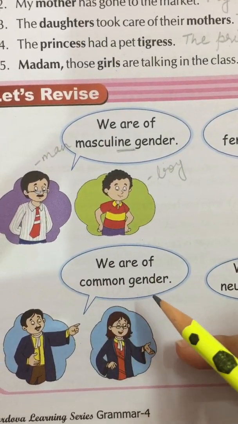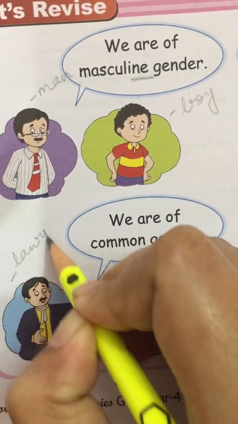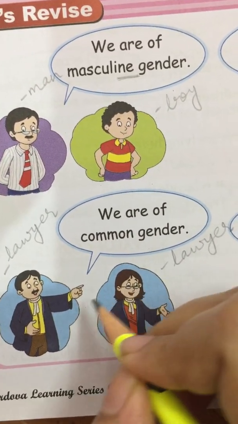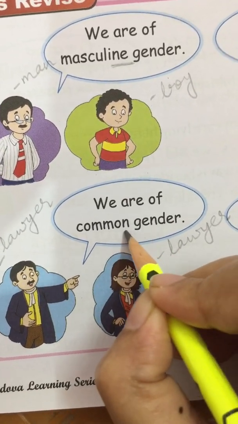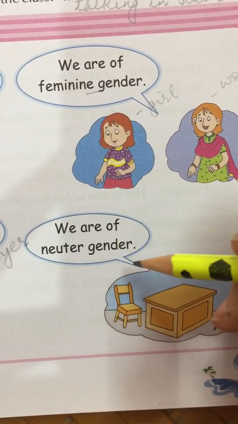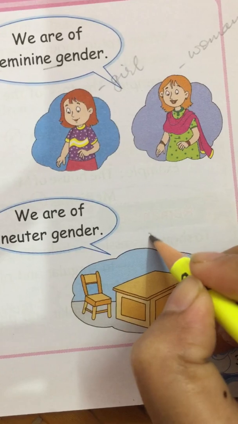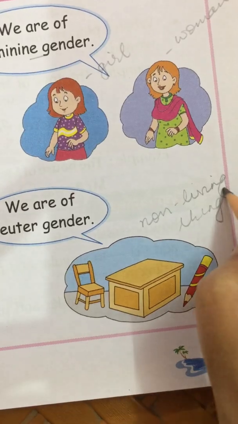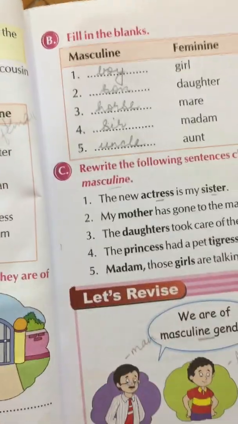Now we are of common gender. Can you see them? They are professional lawyers. Now this lawyer can be a man or a woman. So they come under common gender. Now look at this picture. We are of neuter gender. Can you see the picture? Chair, table, pencil, all these are non-living things. So they come under which type of gender? Neuter gender. So I hope you have understood this, children.